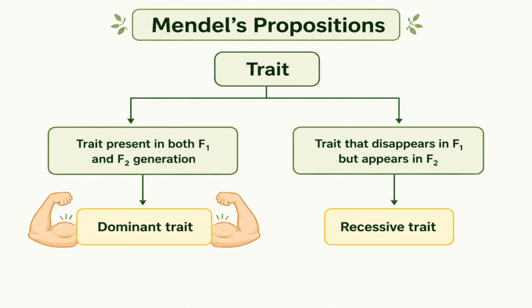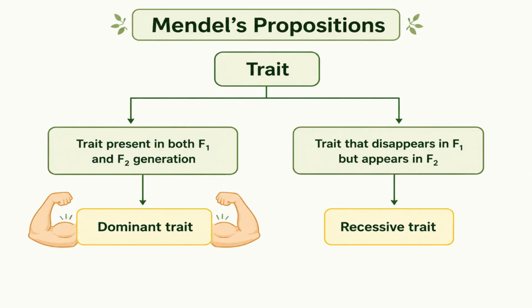For example, in pea plants, the tall trait appeared continuously in the offspring, but another trait disappeared in the F1 generation and reappeared again in the F2 generation. This trait remained hidden in the F1 generation because it was unable to express itself in the presence of the dominant trait. Mendel called this the recessive trait.